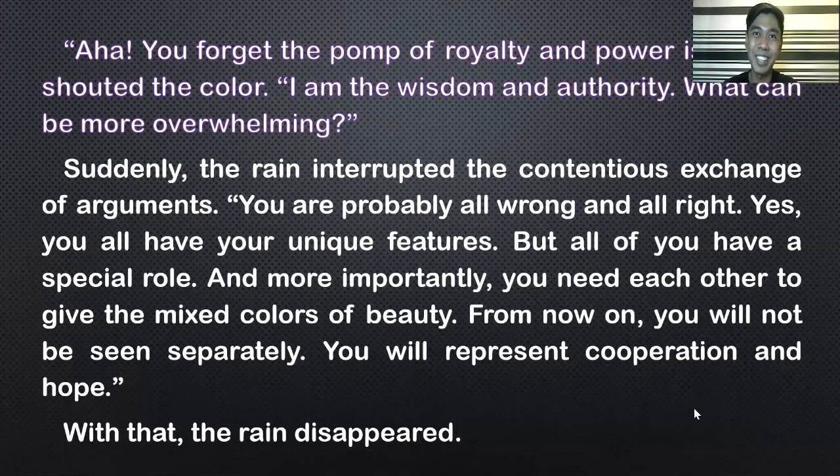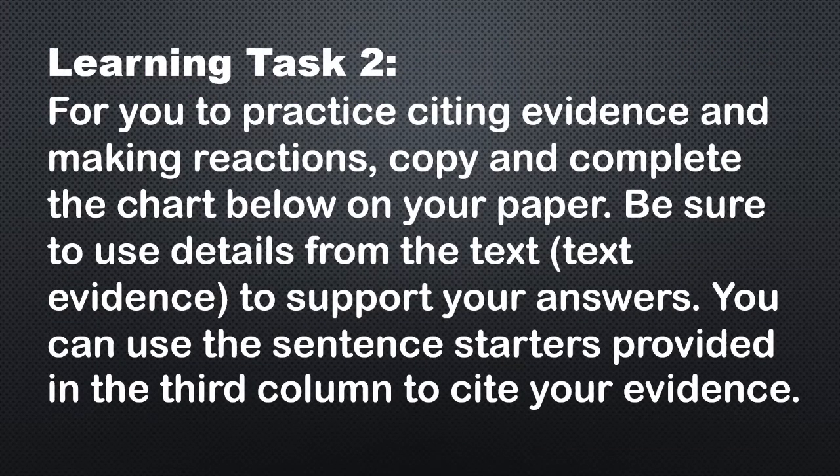Did you understand the story? I want you to answer all the learning tasks so I can check what you learned in the story. For the next task or learning task 2, for you to practice citing evidence and making reactions, copy and complete the chart below on your paper. Be sure to use details from the text or text evidence to support your answers. You can use the sentence starters provided in the third column to cite your evidence.